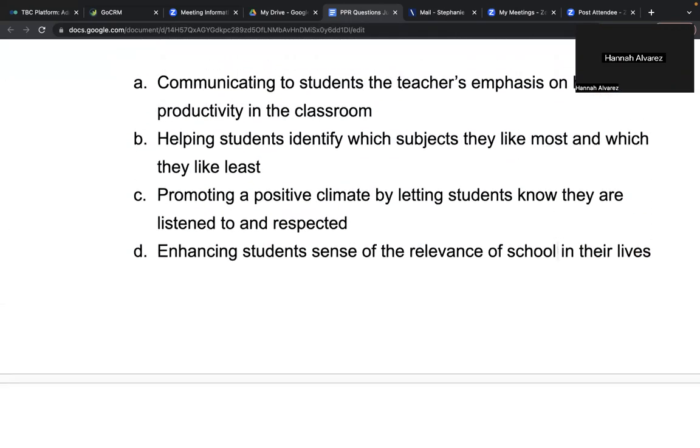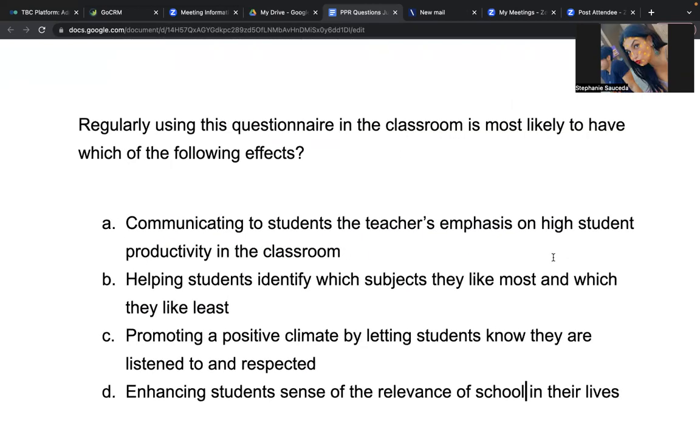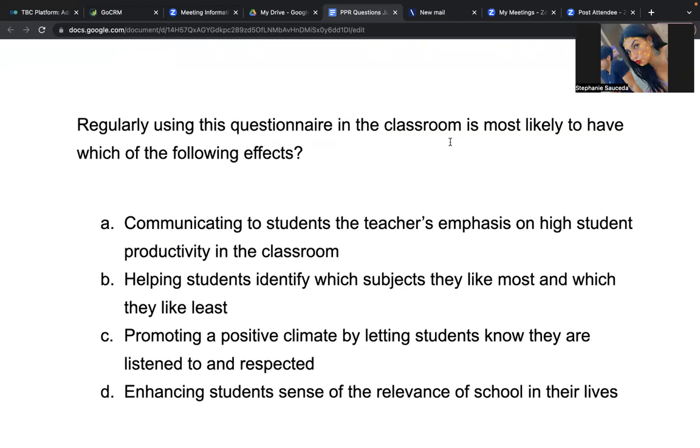Can we go over the question one more time? Yeah, so regularly using this questionnaire in the classroom is most likely to have which of the following effects? A, communicating to students the teacher's emphasis on high student productivity in the classroom. B, helping students identify which subjects they like most and which they like least. C, promoting a positive climate by letting students know they are listened to and respected. D, enhancing students' sense of relevance of school in their lives.